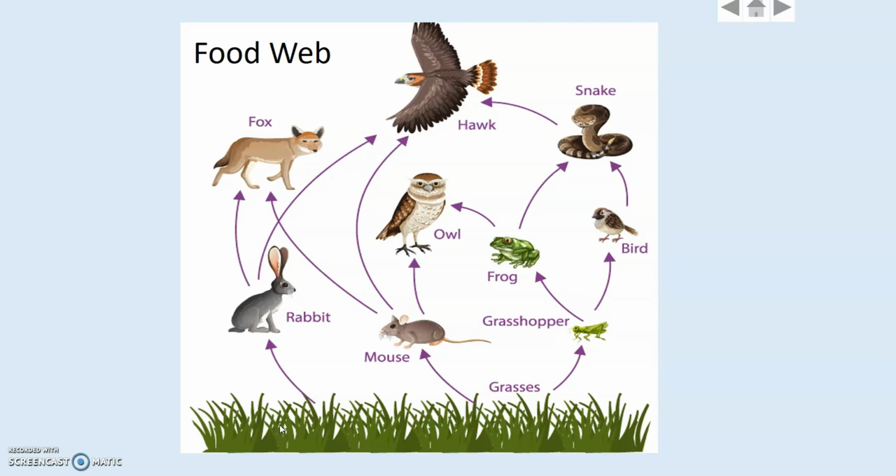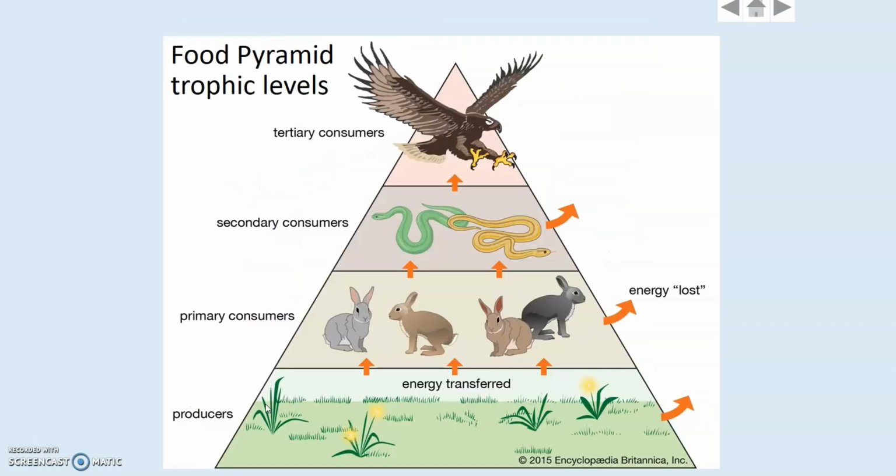Here we have a food web. It's not a single food chain, but a variety of food chains and interactions that overlap with one another in an ecosystem. We can also represent it as a food pyramid. The producer is always at the bottom, and so we go up the primary consumers, which are herbivores, the secondary consumers, which eat them, and finally the tertiary consumers, or the apex consumer.